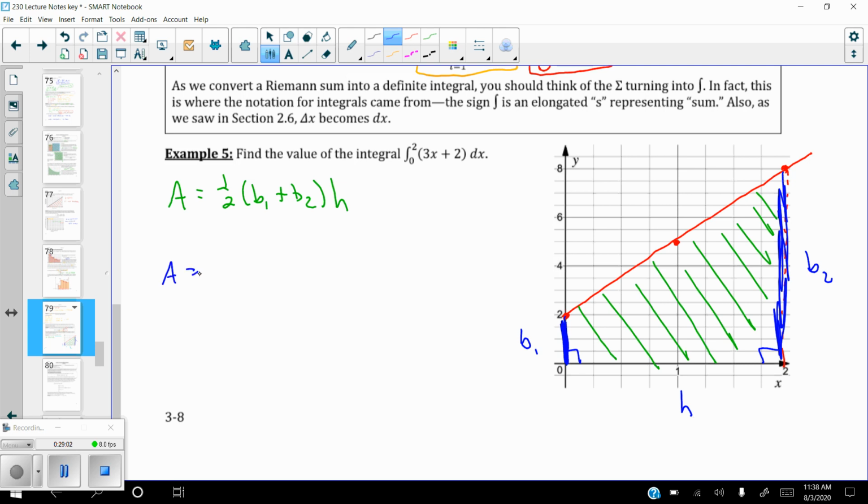So it's 1/2. Base 1, it looks like it's 2. Base 2 over there on the right looks like it's 8. And then the height, which is actually the change in x distance, is 2. So we're going to get 1/2 of 10, which is 5, times 2 is 10. So that's the area that's created under that line. We will actually be able to figure out how to take this integral algebraically in an upcoming section.